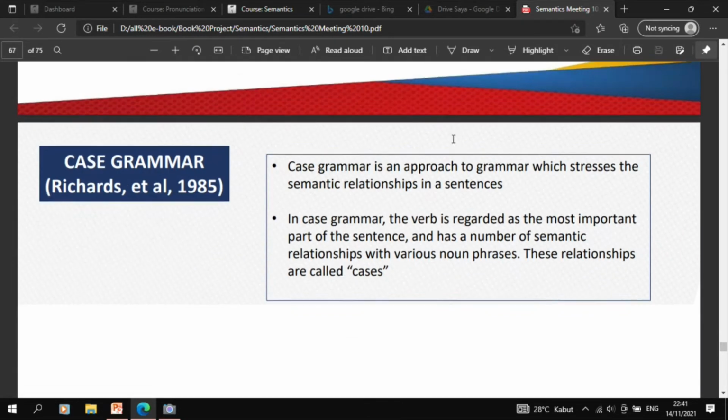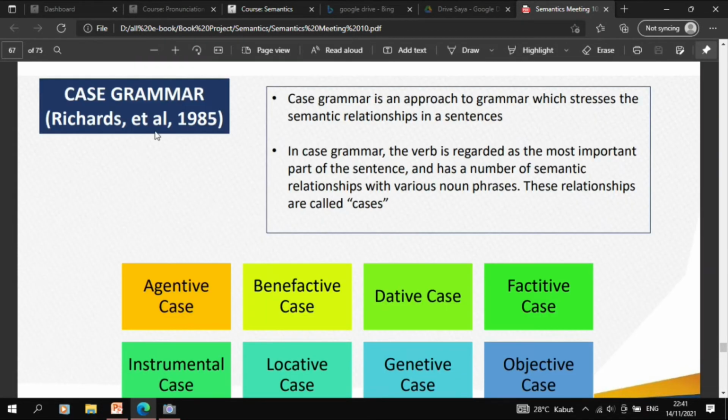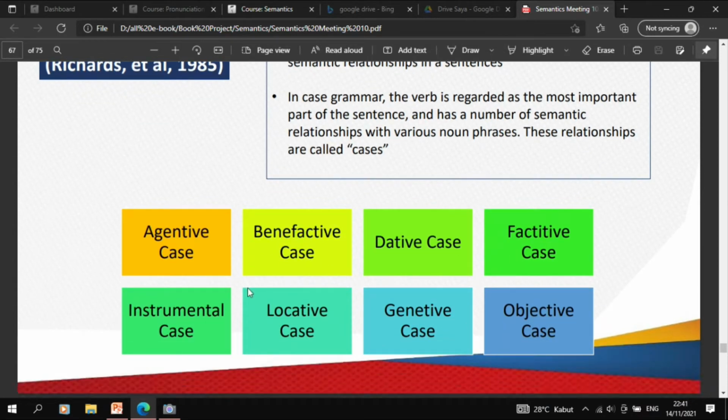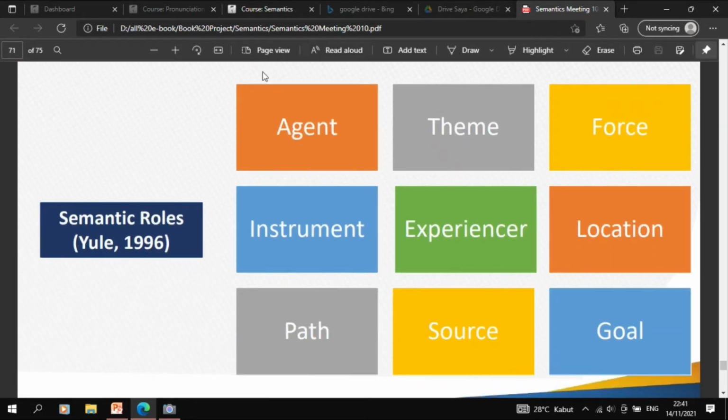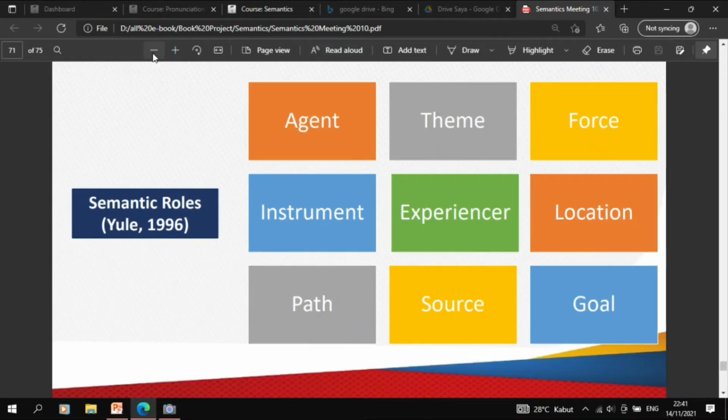So we're going to semantic roles now. In case grammar, you have eight cases. But later on, in semantic roles, we have nine. So you have nine roles for semantics: agent, theme, force, instrument, experiencer, location, path, source, and goal. Actually, you have a deeper description, especially in this part: location, path, source, and goal.